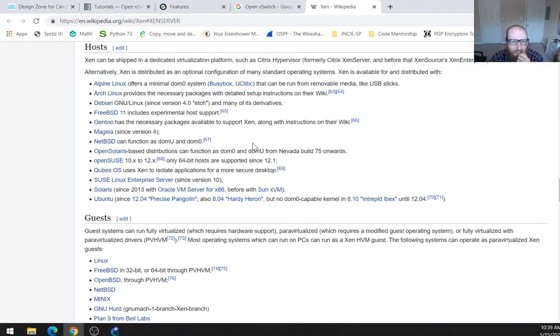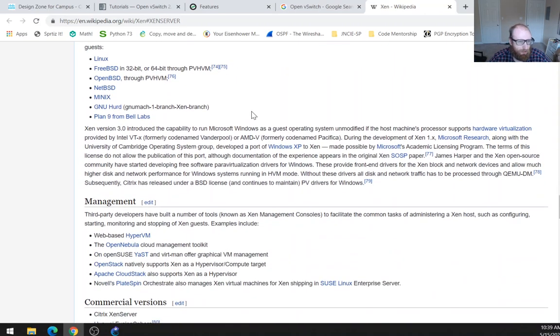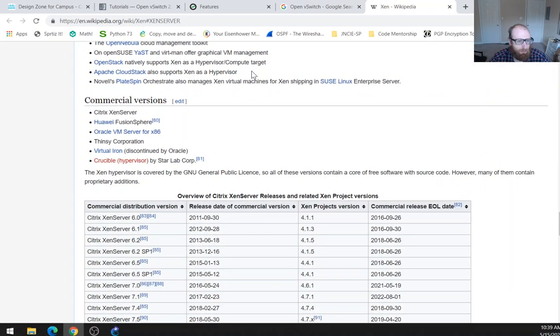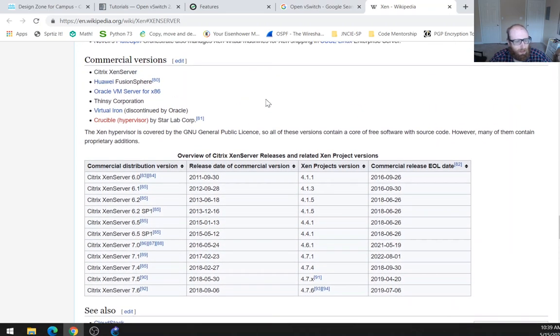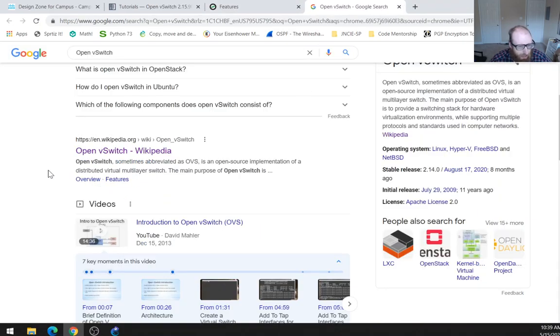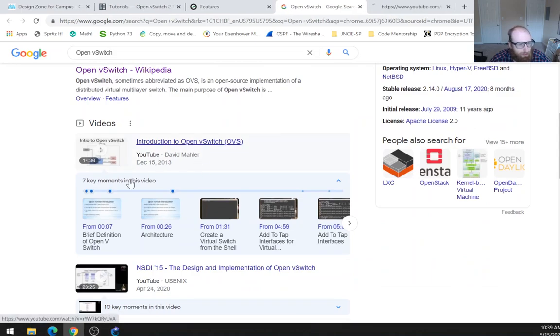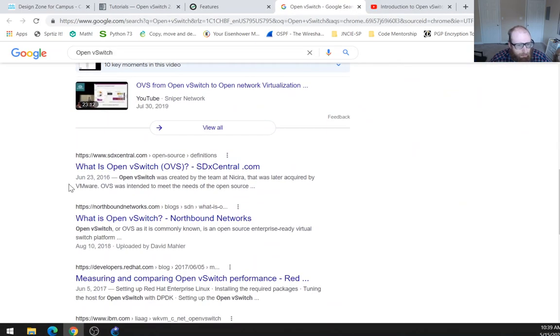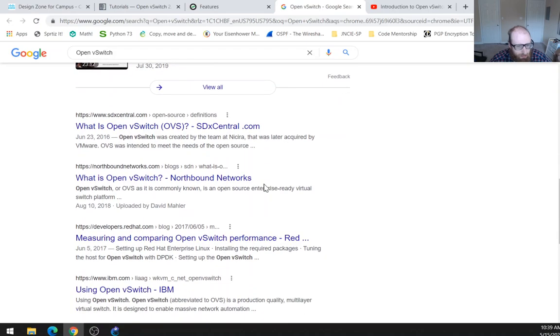Okay, so I guess this OS you wouldn't really use for hardware. You'd use it if you had a virtual switch, or you were virtualizing a network and you needed a switch for your virtual network. You can use Open vSwitch for that. Let's watch a video on this because I'm just curious what this is.